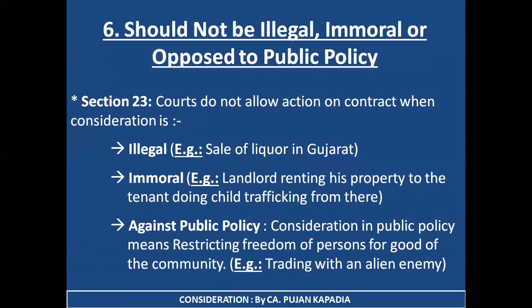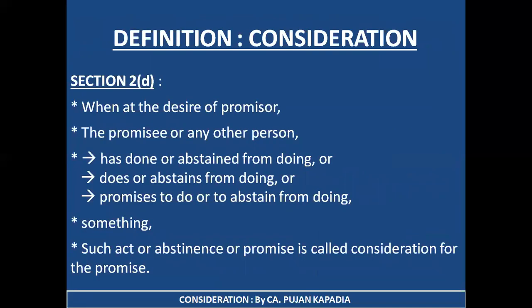So basically friends, what we have covered today is the definition that we studied initially, under which you need to remember three points. First, it is defined under Section 2 clause (d): when at the desire of the promisor. Desire lies with the promisor. Who is giving the consideration? Either the promisee or any other person. Three types: past, present, and future consideration. It can be anything. Such act or abstinence or promise is known as consideration.